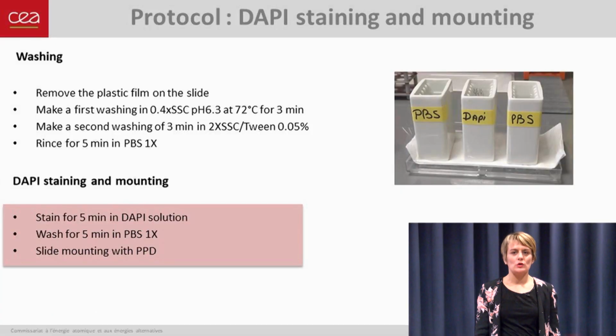Then, we perform a second washing in 2x SSC containing Tween at 0.05% for 3 minutes at room temperature. After that, we rinse in PBS. The DAPI staining that follows consists in simply incubating the samples for 5 minutes in the DAPI solution, prepared at a concentration of 100 mg per milliliter, before washing in PBS for another 5 minutes. The DAPI solution can be kept up to 1 week at 4 degrees.